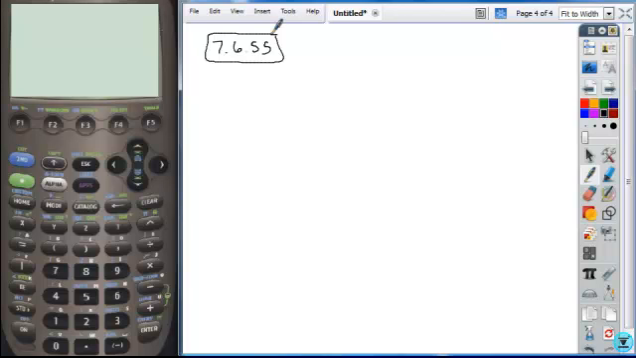So here's the problem from 7.6, number 55. It's based on a given equation, which is Newton's law of cooling, which states the following.